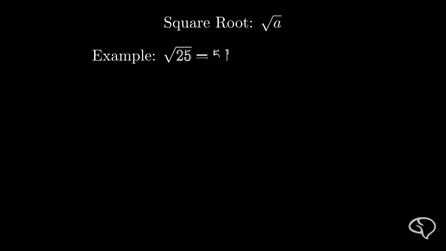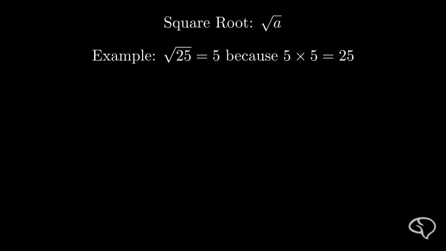Now let's focus on a very common type of root, the square root. The square root of a number is a value that, when multiplied by itself, gives the original number. We use this symbol called a radical to denote a square root. For example, the square root of 25 is 5, because 5 times 5 equals 25.